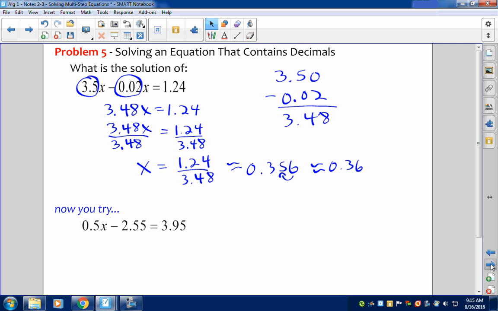Why don't you, as your classwork, try this last decimal one, please? So try that one on your own. I'm going to come around and check and see if you got it. And we'll call it good on classwork today.